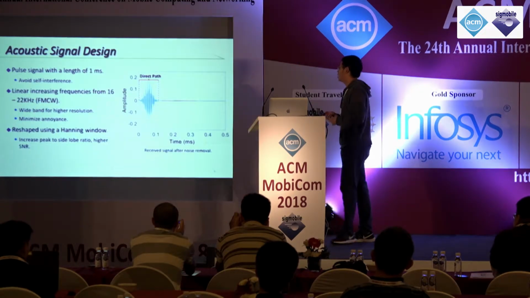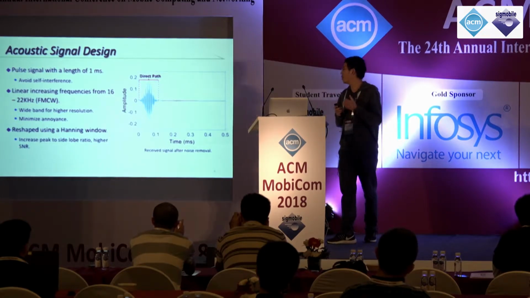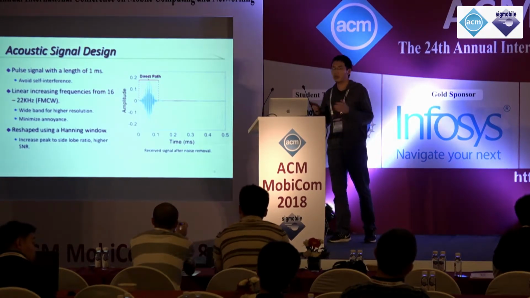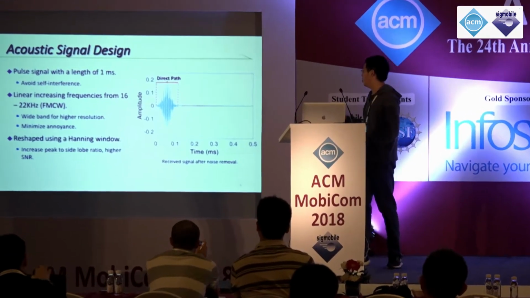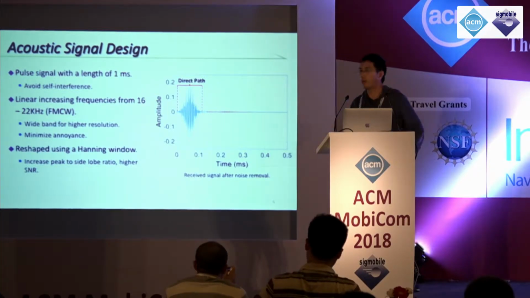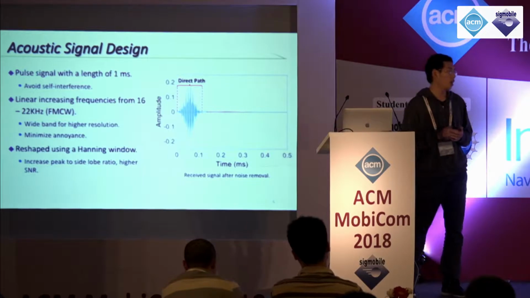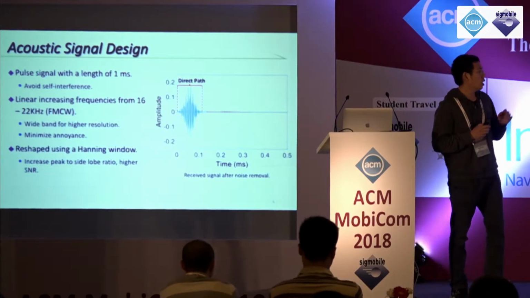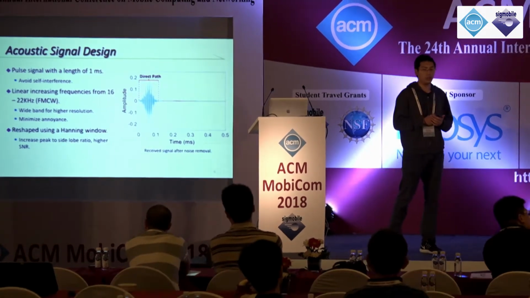This figure shows the signal we use. We use a length of 1 millisecond to avoid self-interference, and we use FMCW, which is a continuous wave, with a frequency from 16 kHz to 20 kHz. The wide bandwidth gives us higher resolution and also minimizes the annoyance to the users. And we use a Hamming window to increase the SNR.